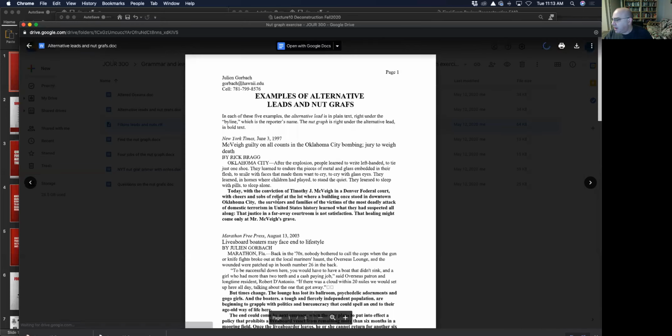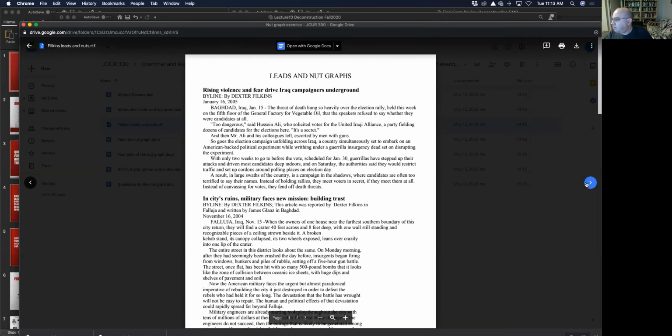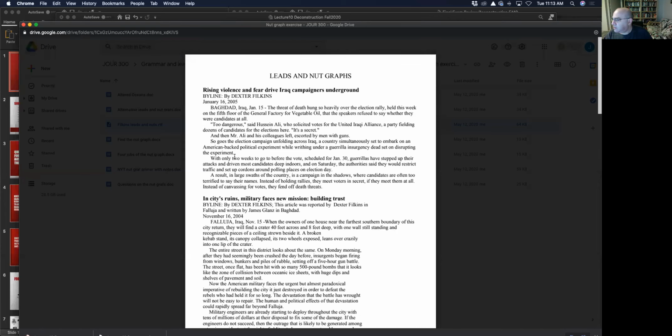So Nina had asked, is it kind of in the middle? Now let's compare. Look at how far in that is. How many paragraphs is that? It's about three paragraphs, or about 8 to 10 sentences into the story.